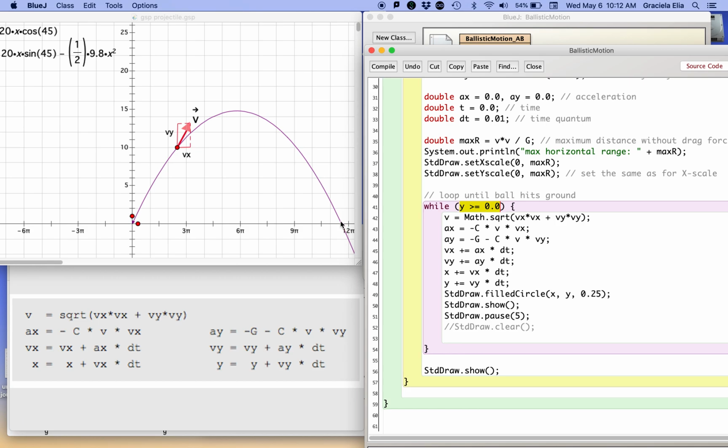Do we care where it is on x? Well, the max R is what it is. But what we are calculating over here for the while loop is just to make sure that y is greater than or equal to 0. If it is less than 0, that means that it already hit the ground and it's kind of going into the ground. We go back over here to this Pythagorean Theorem.